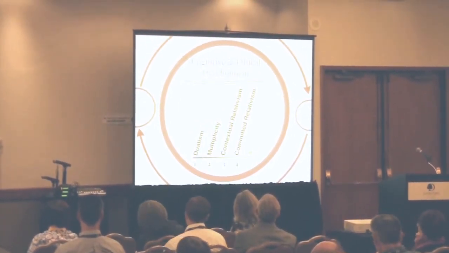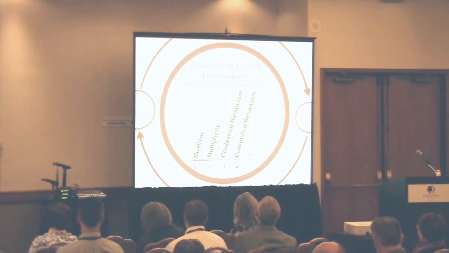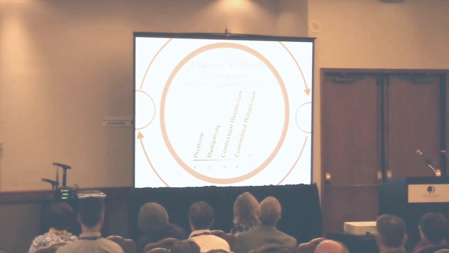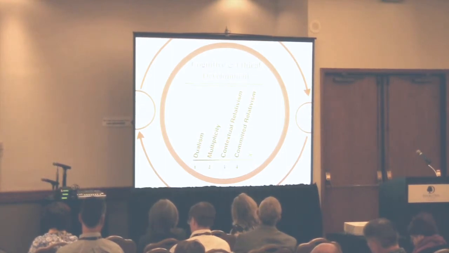He labeled, or he would identify phases for how the students were able to think or process information or talk. And basically, they just line up right here. So dualism was the first year in college, multiplicity, second year, contextual relativism, third year, committed relativism, the fourth year.